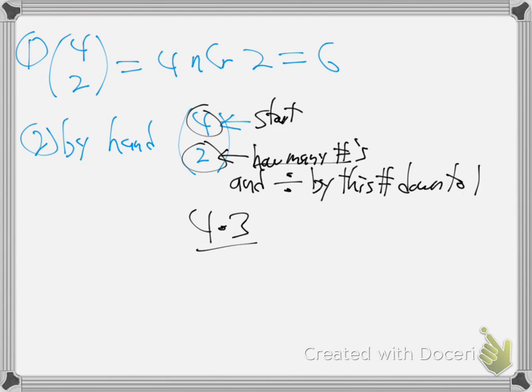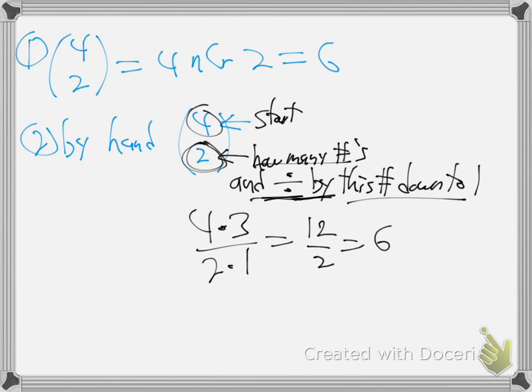So far, so good. And divide by this number down to 1. What number? The second number, 2, down to 1. So there it is, 12 over 2, same answer, 6. Did you track with that by hand method? So in other words, the top number is what you start with. Start at 4, do 2 numbers, 4, 3, divided by the second number down to 1. So that's the by hand method.